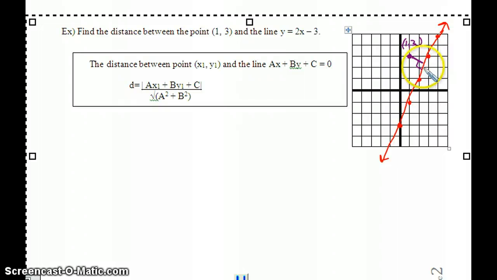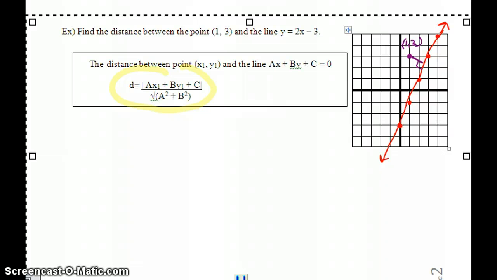So I could go through and figure out what the slope is and use the distance formula and do all of that, and that'd be a really long way to go about this problem. The quicker way is to now use this formula, okay? The distance would be equal to the absolute value of a times x sub 1 plus b times y sub 1 plus c, okay, the absolute value, just the numerator, divided by the square root of a squared plus b squared, okay? Let's make sure we understand what a, b, c, and x1, y1 are.